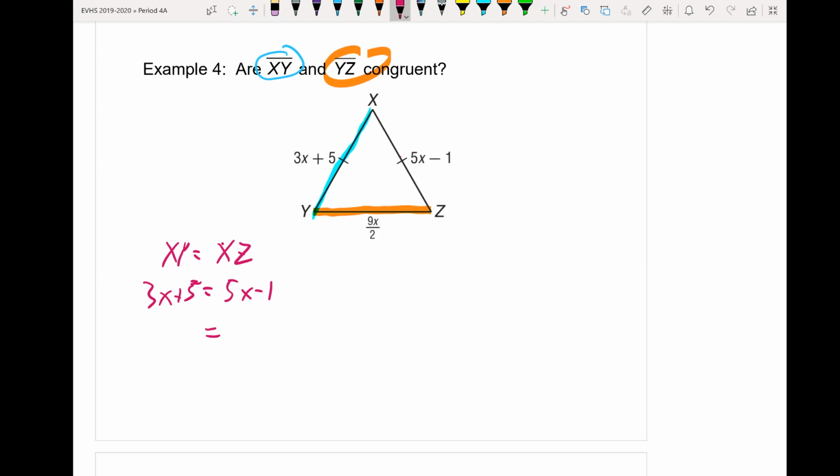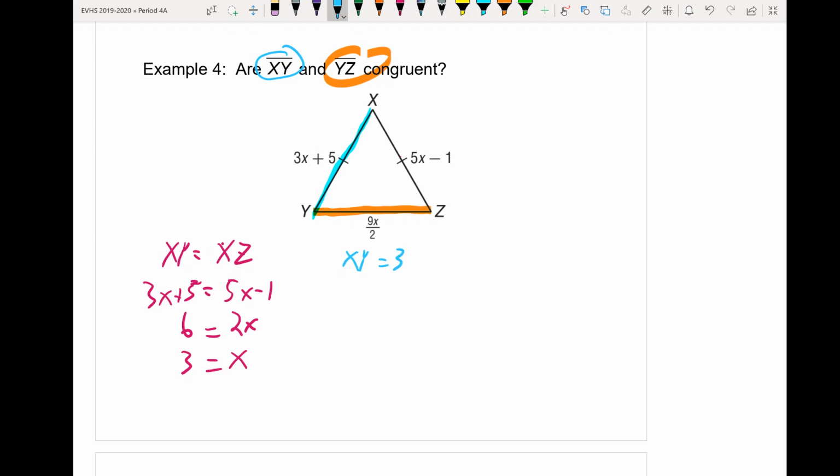I hope I don't blow anybody's mind here by doing 2 steps at once. I'm going to subtract 3x on both sides, gives me 2x. Add 1 to both sides gives me 6. Then divide both sides by 2, and that gives me x equals 3. Notice that doesn't help me answer the question at all directly, okay? I'm just finding x. Don't get in the habit of, I found x, so I'm done. Answer the question that's being asked. Let's plug it in and find XY.